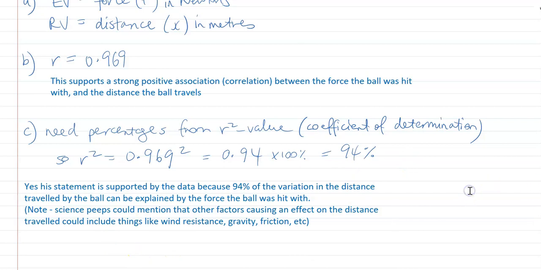So then we can go on to say, yes, his statement's supported by the data because 94% of the variation in distance travelled by the ball can be explained by the force the ball is hit with. And if you're a science person, you could probably also mention that other factors can cause an effect on the distance travelled, which might include things like wind resistance, gravity, friction.